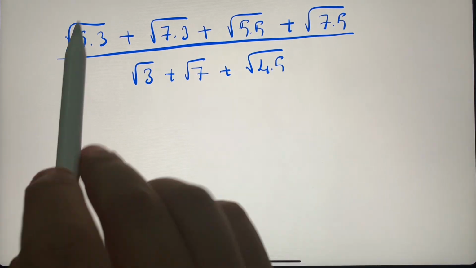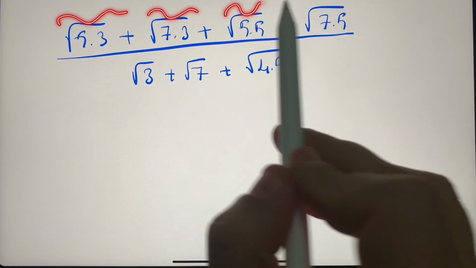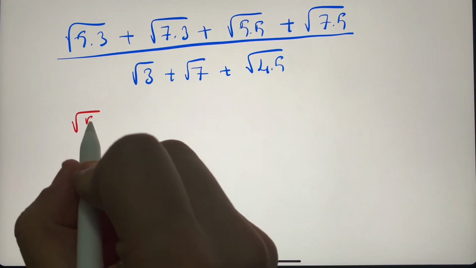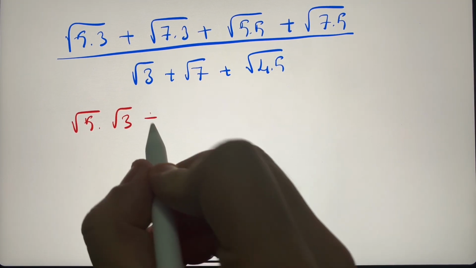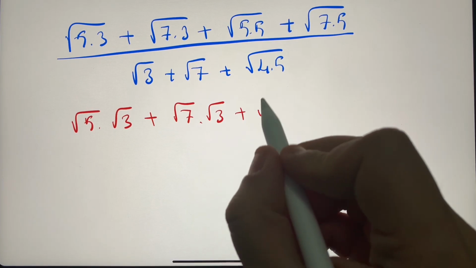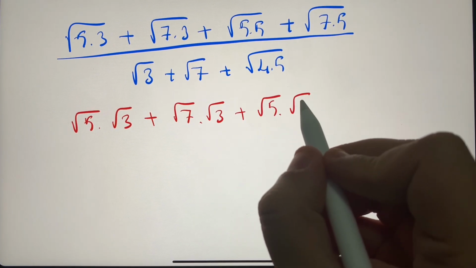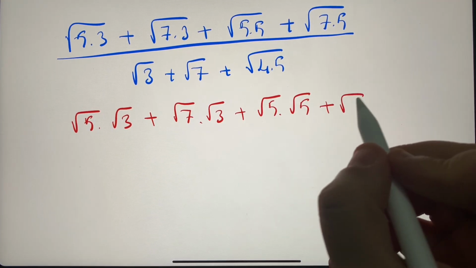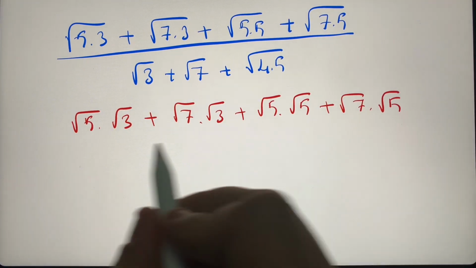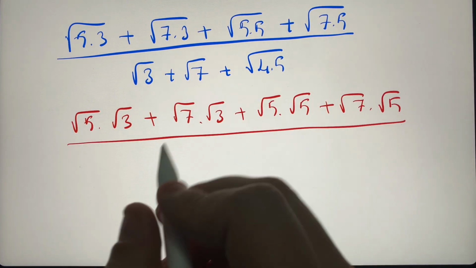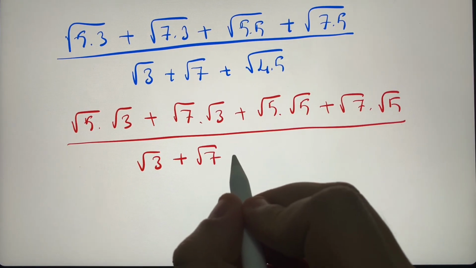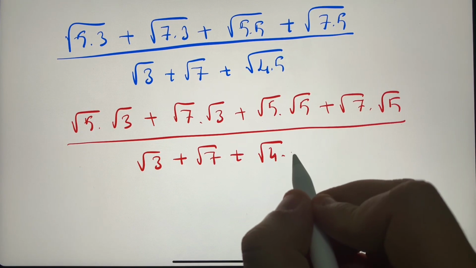Here, I can separate the parts one by one again: root 5 times root 3 plus root 7 times root 3 plus root 5 times root 5 plus root 7 times root 5, divided by root 3 plus root 7 plus root 4 times root 5.